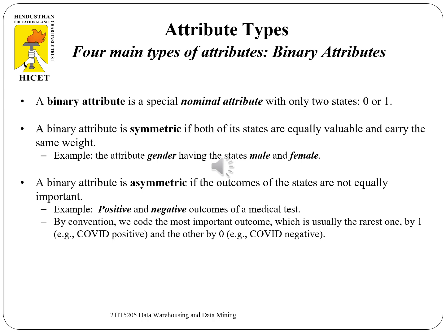A binary attribute is asymmetric if the outcomes of the states are not equally important. Examples of asymmetric binary attributes are the positive and negative outcomes of a medical test. By convention, we code the most important outcome, which is usually the rarest one, by 1 and the other by 0. In this example, we can code COVID positive as 1 and COVID negative as 0.